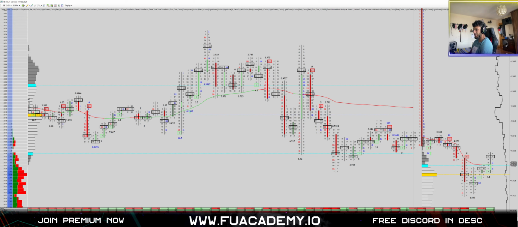See these selling imbalances right here, this is a seller's trap. This is basically telling me that at the bottom of this wick, a lot of sellers got caught, and then this candle turned into a bullish candle.